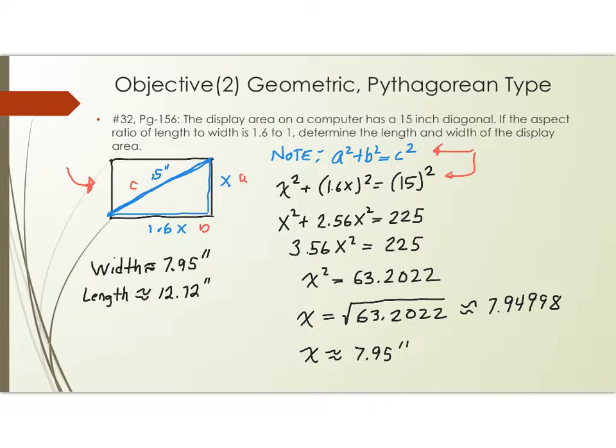So I have x squared plus 1.6x squared is equal to 15 squared. I just expand that, and then I combine like terms. So I get 3.56x squared is equal to 225. And now I divide both sides of the equation by 3.56, and I get x squared is equal to 63.2022.